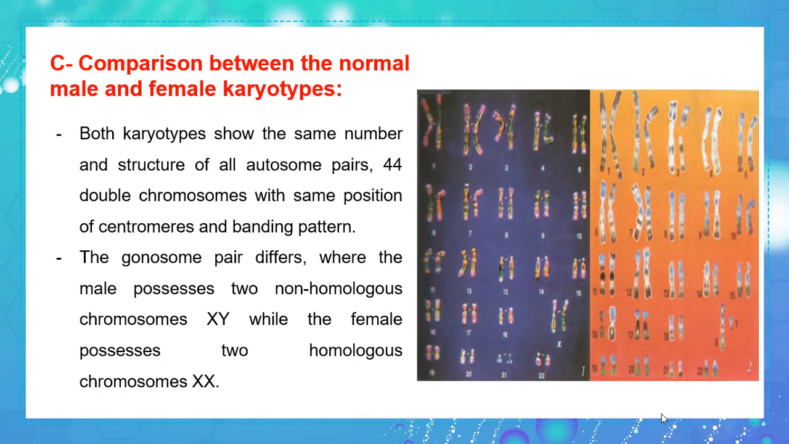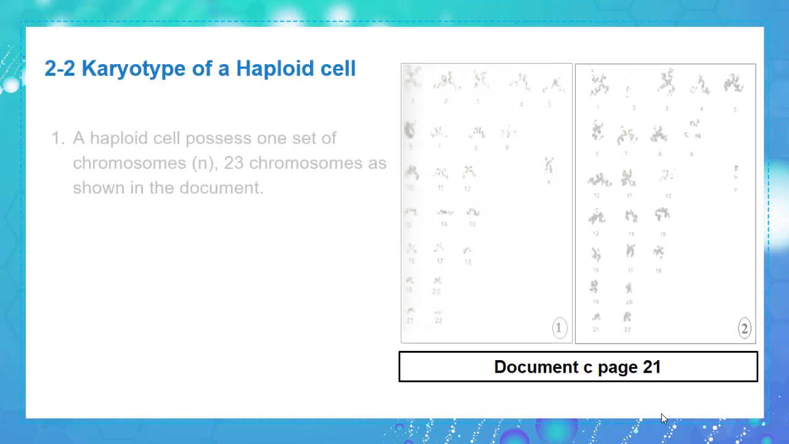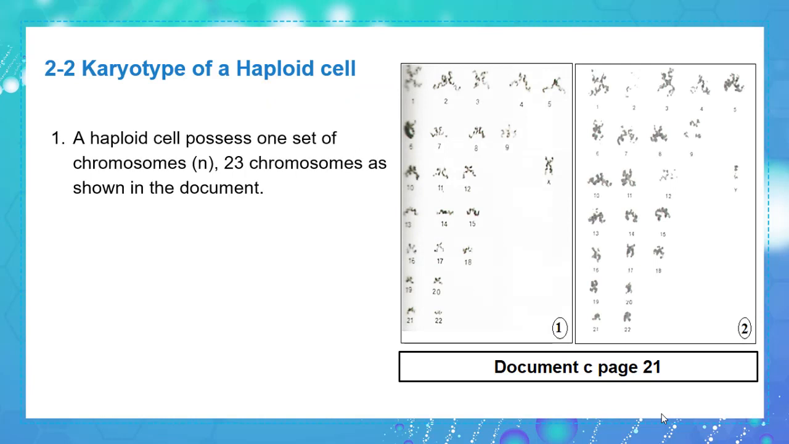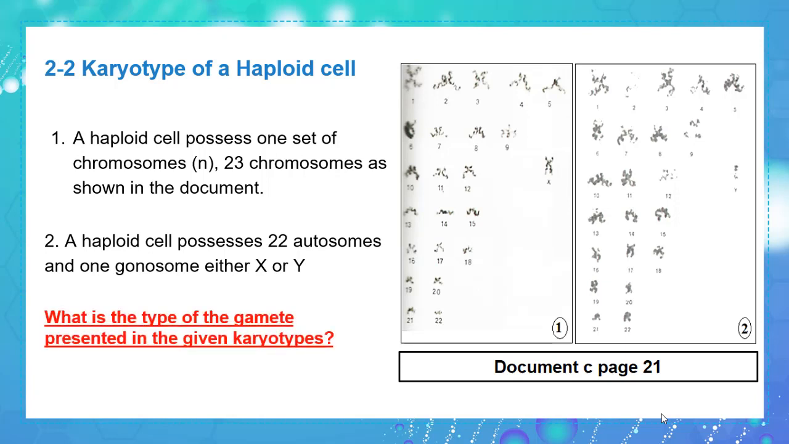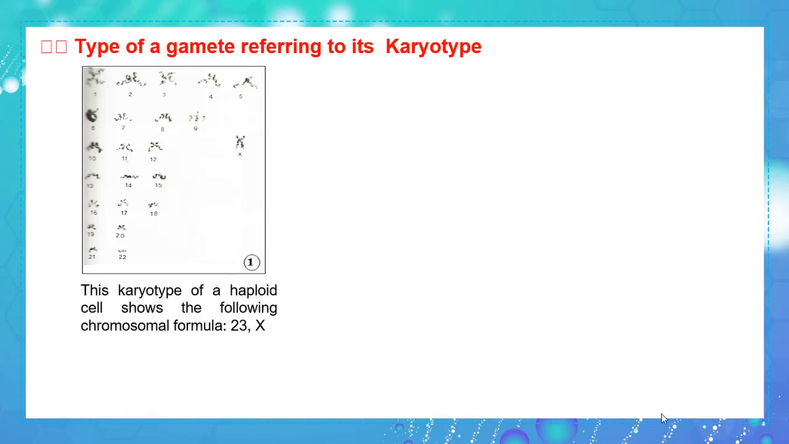Now, all the above karyotypes belong to diploid cells. Let's check how the karyotype of haploid cells reveals that they possess only one set of chromosomes, N equals 23 chromosomes. A haploid cell possesses only 22 autosomes and one gonosome, either X or Y, as you can see in document C of your books. Now, can you make a guess which karyotype belongs to a sperm and which belongs to an ovum? Karyotype 1 shows a haploid cell with the chromosomal formula 23 including X.